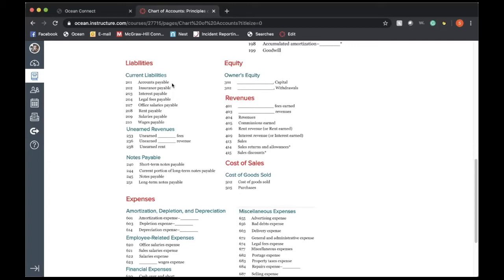Remember, this is us owing money. If we owe on our insurance, if we owe interest, if we owe on our salaries payable, office salaries payable, that's if someone worked for us and instead of paying them right away, we're going to pay them maybe in a few weeks from now. Now that's a debt. We owe something. Rent payable would be if we owe rent for the future. Some of these other ones we're not going to get to for a few chapters from now.